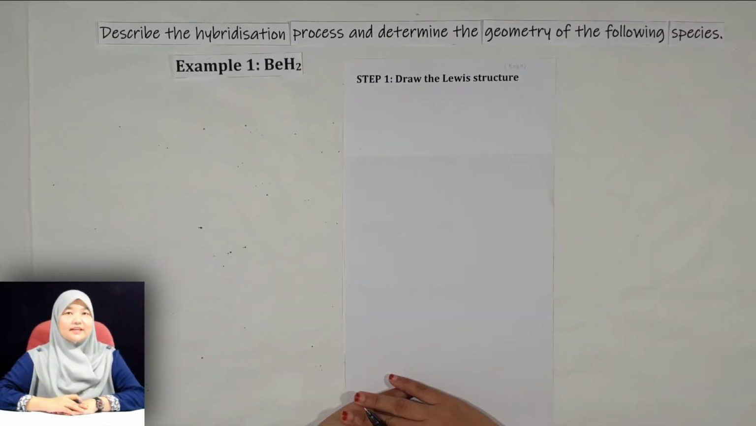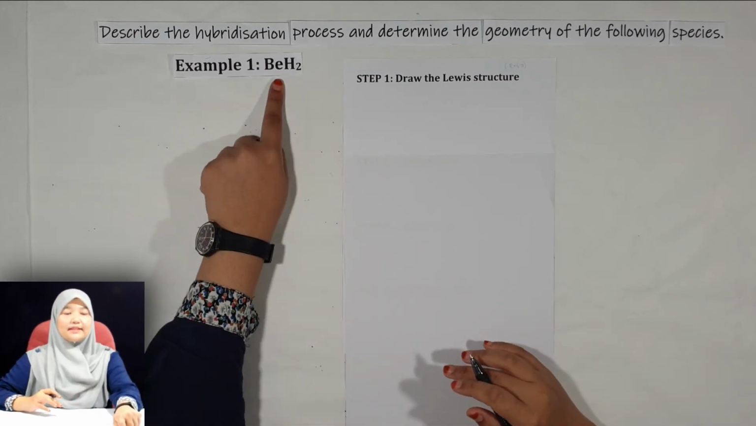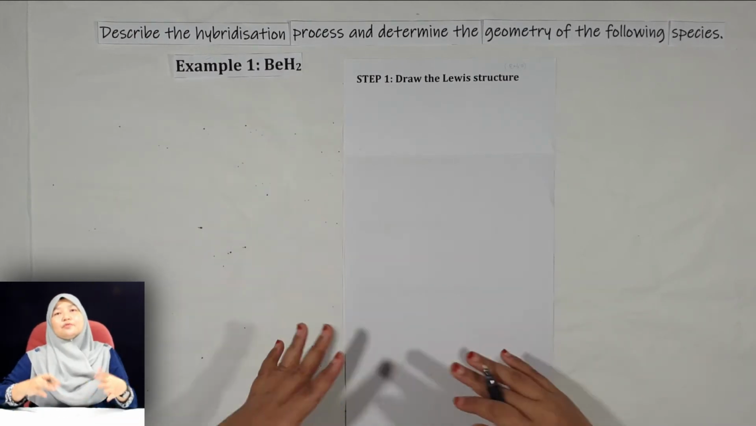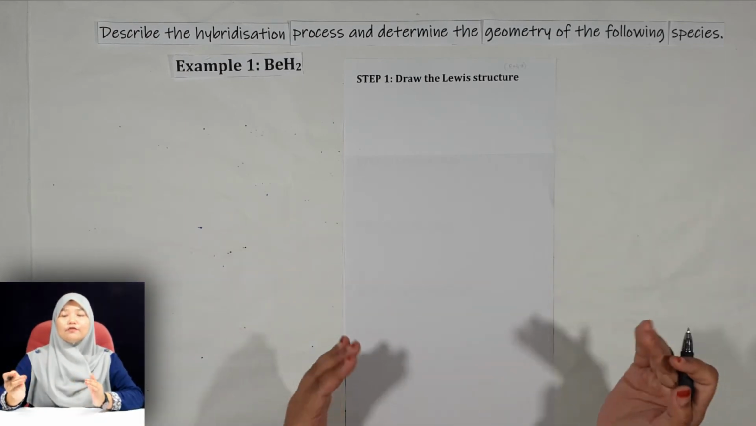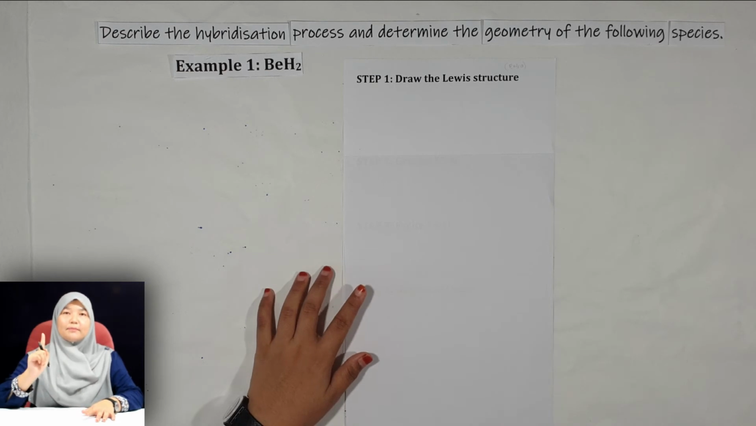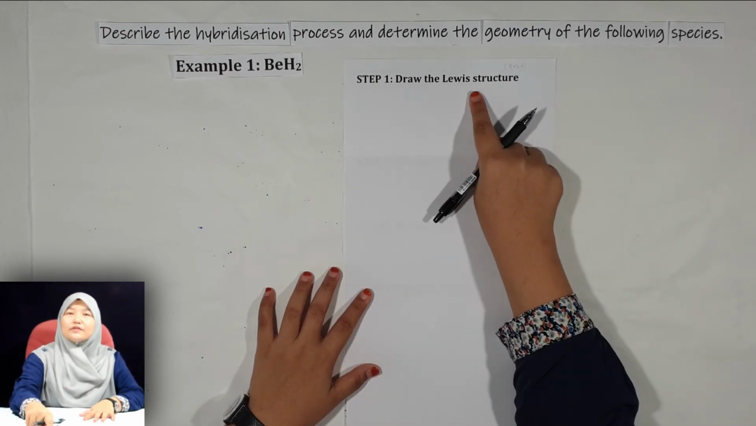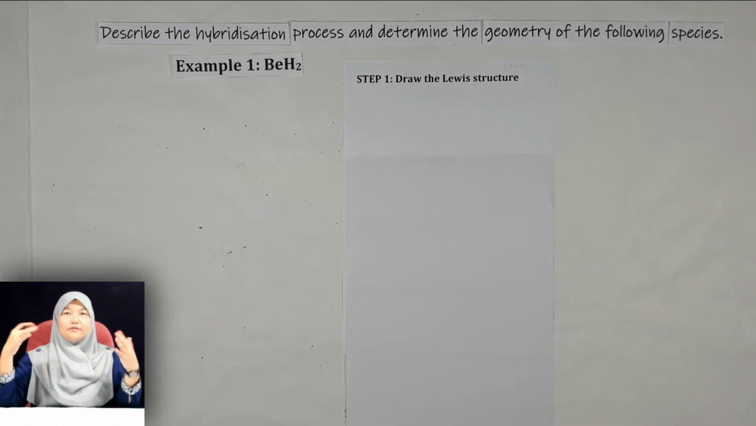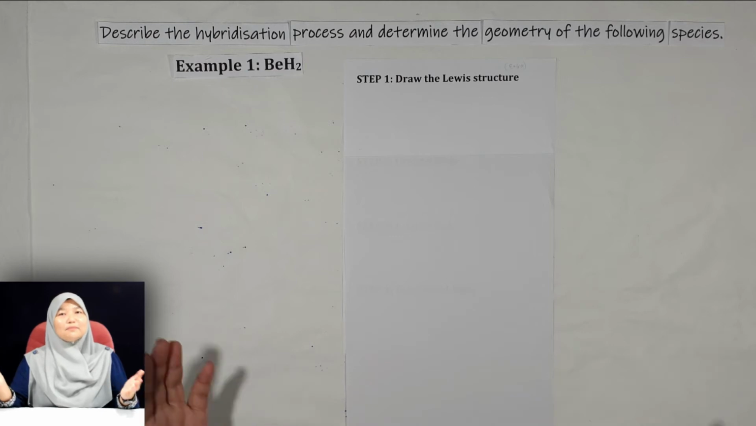Describe the hybridization process and determine the geometry of the following species. Okay, so contoh yang pertama, kita akan go through BeH2. Okay, untuk menjawab soalan ni, ada 5 steps yang kena follow. Okay, step yang pertama adalah draw Lewis structure. So, Lewis structure is very important. So, you guys kena faham betul-betul macam mana nak lukis Lewis structure yang betul.